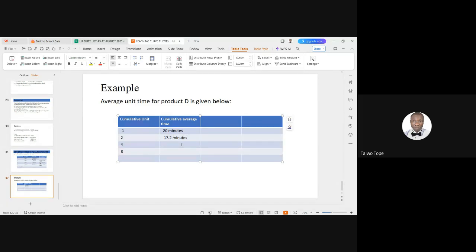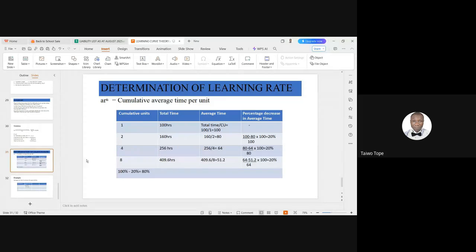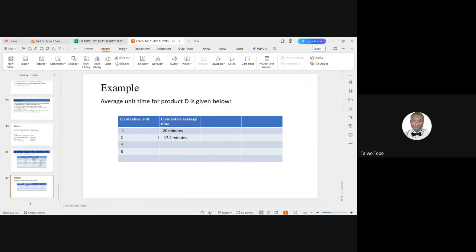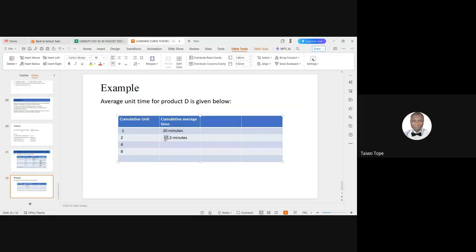If you want to get total, let's assume from what we've done in the previous example in the last class, what will you do? Once you are given average and you have the cumulative unit, to get your total hours, your cumulative unit multiplied by average, you get your total hours. We check the solution of that assignment. You see this was displayed there.